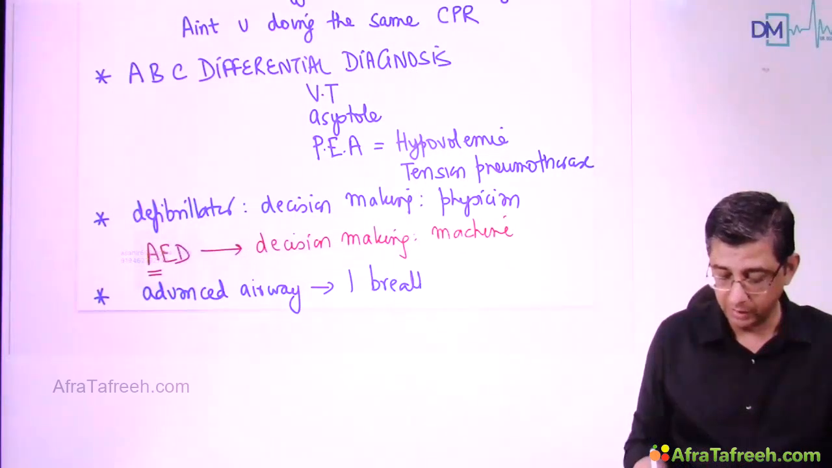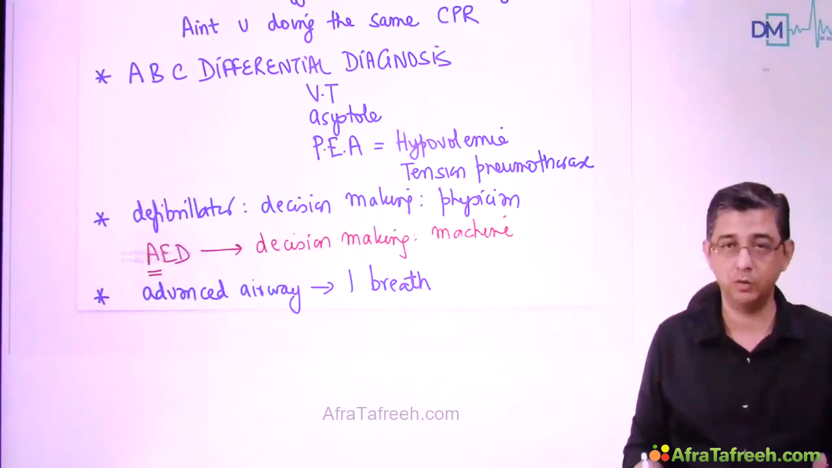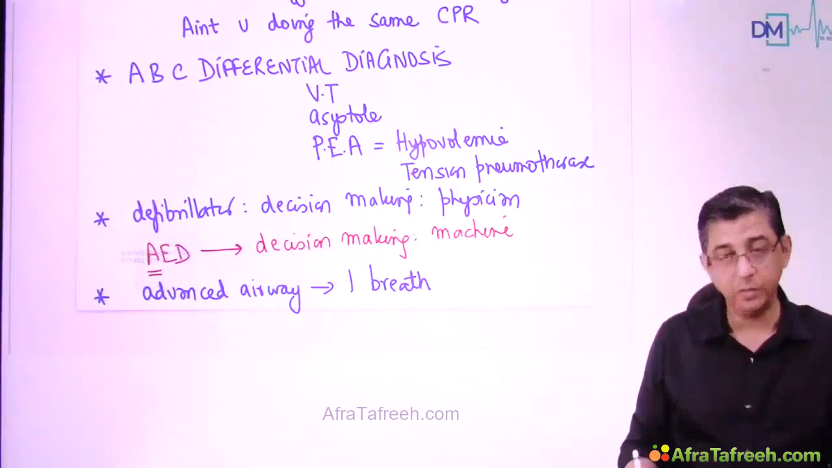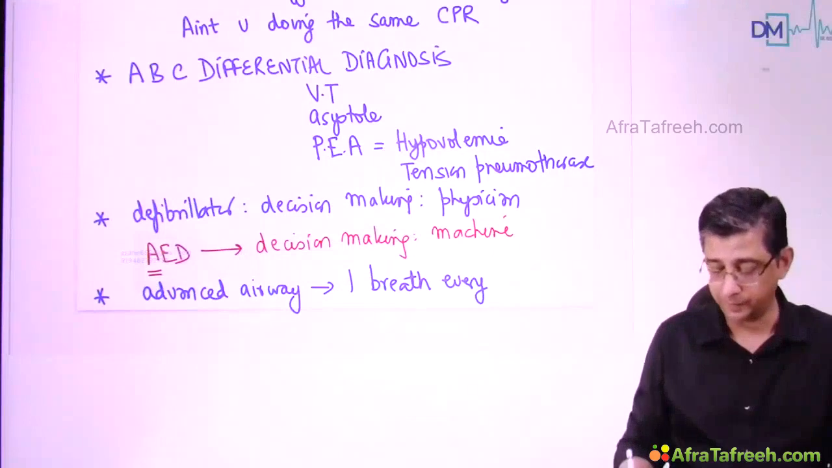I repeat my statement, that 30:2 is not to be followed anymore. Like one guy is giving 30 chest compressions, fine, but if you are the one on the ambu bag, you have to press the ambu bag once every 6 seconds. So one breath every 6 seconds will translate into total of about 10 breaths in 1 minute.